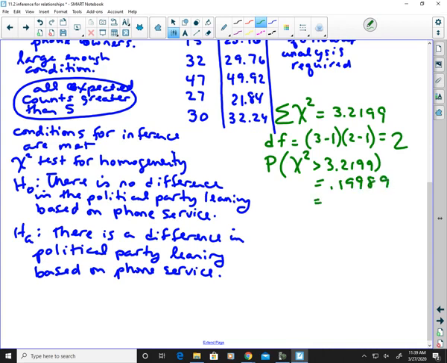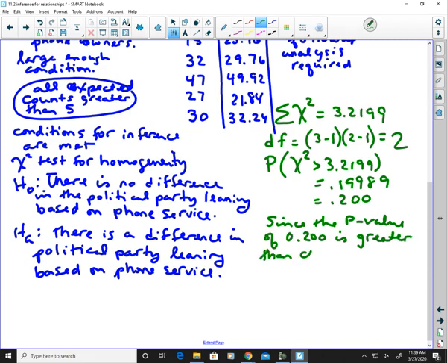0.19989, so we could call that 0.200 if I want to use 3 sigs, or just call it 0.2. And since the p-value of 0.200 is greater than alpha equals 0.05, we fail to reject the null hypothesis.